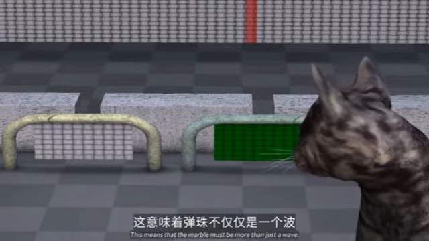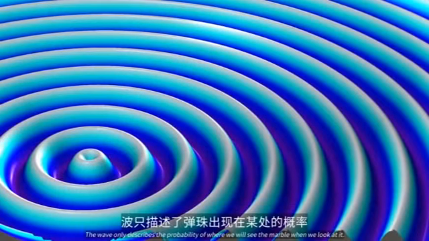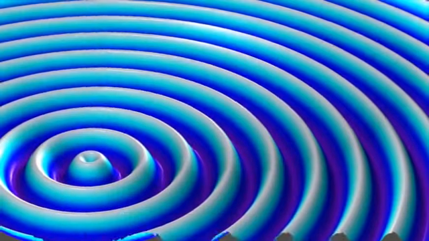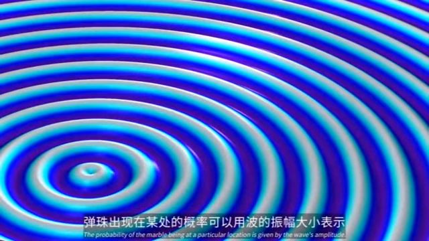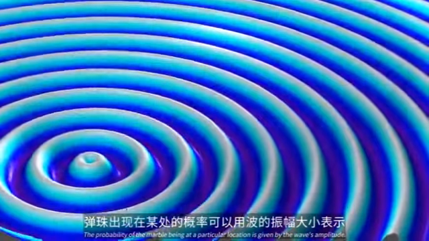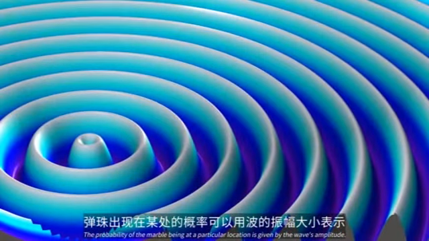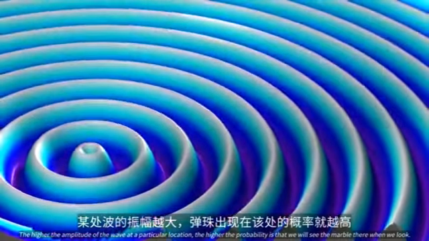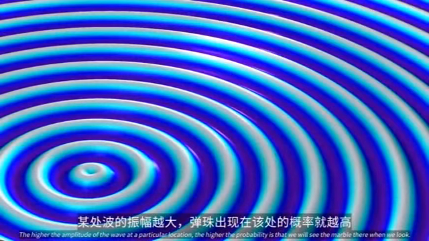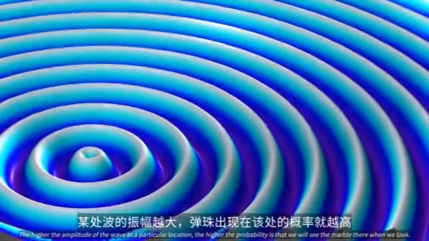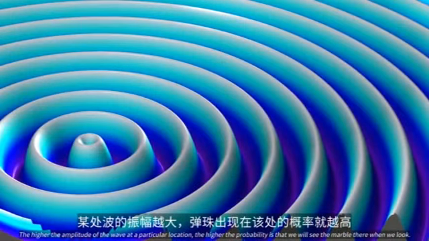This means that the marble must be more than just a wave. The wave only describes the probability of where we will see the marble when we look at it. The probability of the marble being at a particular location is given by the wave's amplitude. The higher the amplitude of the wave at a particular location, the higher the probability is that we will see the marble there when we look.